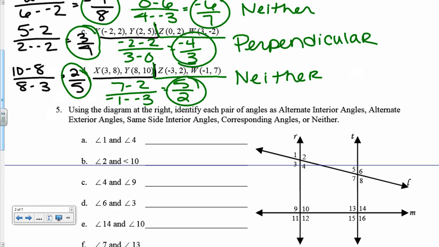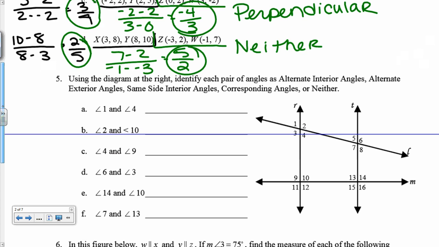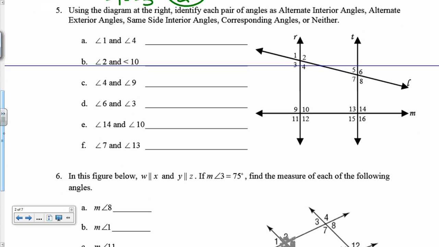So that's the end for now of the review from Unit 1. Now we're going to look into the stuff that we're dealing with this unit. So for number 5, using the diagram at the right, identify each pair of angles as alternate interior angles, alternate exterior angles, same side interior, corresponding, or neither. And I'm actually going to take my neither and look at it if it's vertical or a linear pair. And I recommend you do the same.